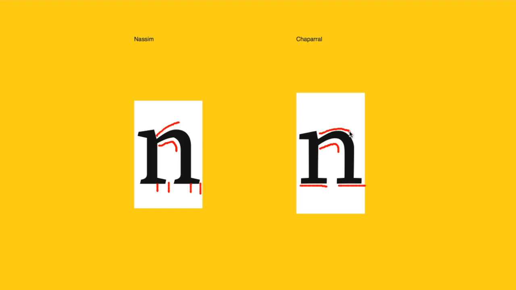We can also note that Nassim is higher contrast, just looking at the stem weights relative to the joint, and the serifs in relation to each other. We can see that Nassim is generally a higher contrast face. Its stems are heavier versus the lighterness, or relative equalness, of its joints.